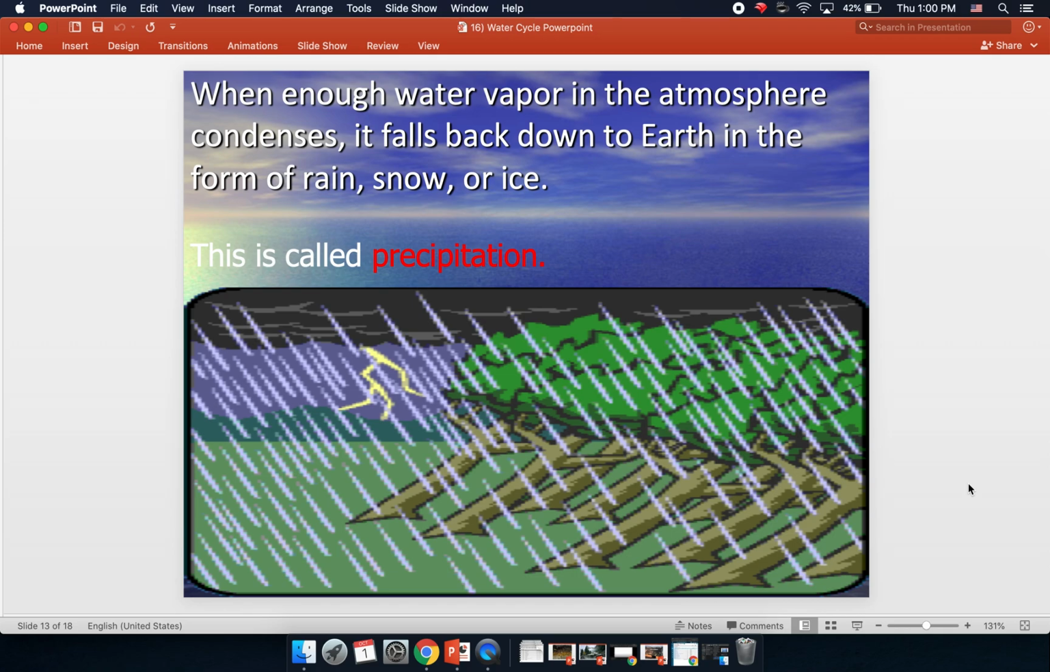Precipitation. When enough water vapor in the atmosphere condenses, it falls back down to the earth in the form of rain, snow, or ice, and we call this precipitation. So it doesn't matter if it's rain, snow, ice, hail, whatever form it's in. If it's water in any state of matter coming down on the earth, we call it precipitation.